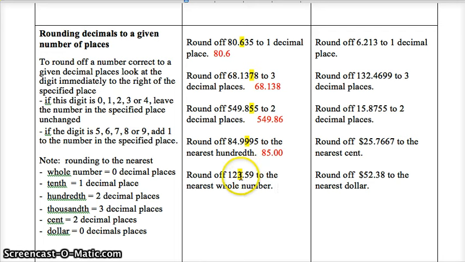And remember, if the number after the one that you've highlighted is 5 or more, we have to round that highlighted number up to the next number. So your answer will be 124. Okay, you can pause the video and attempt the next column. Restart the video when you're done.